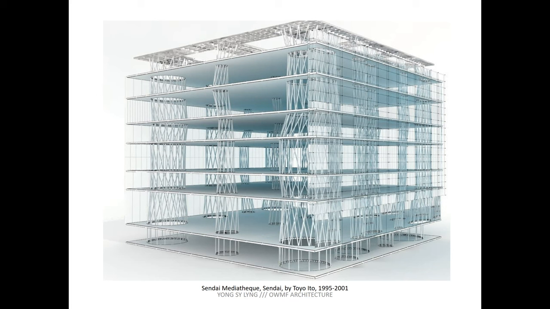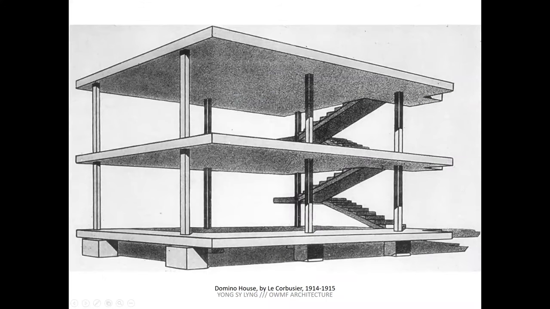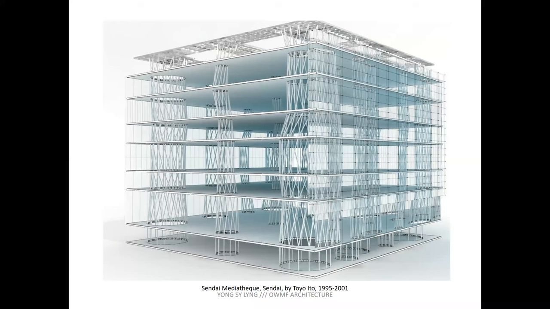So what is he trying to do? So this diagram, this is the building. It looks very familiar, right? It looks like the Domino House, but with a twist, right? So your columns are no longer solid, right? They are inhabitable spaces. You can enter the column. Sometimes it's a lift core, sometimes it's a space, right?